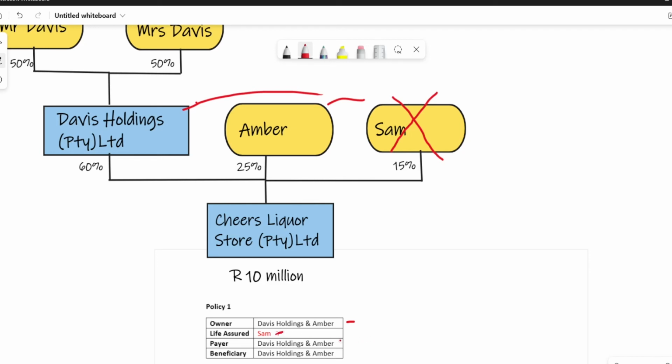And then again, the payer of those premiums is going to have whatever the premium is. Let's say, for example, it's 1,000 rands. That premium is going to have to be split up between the owners of the policy, which is Davis Holdings and Amber. And again, the beneficiary, who's the party that needs the funds to buy the 15% shares of Sam, is Davis Holdings and Amber.